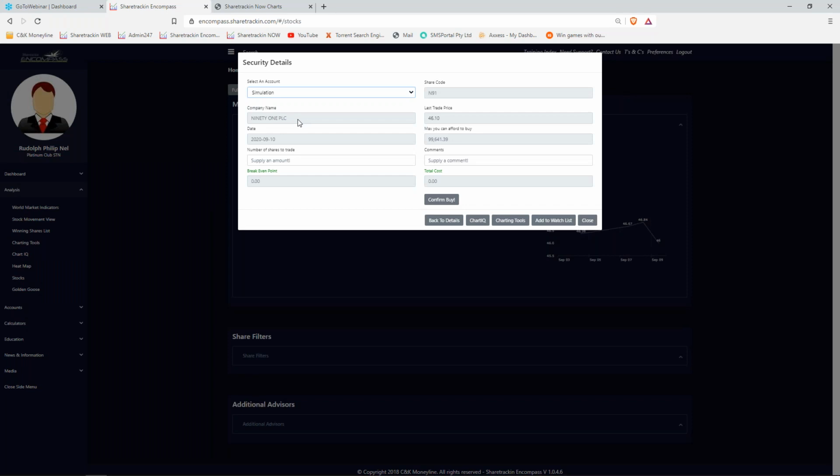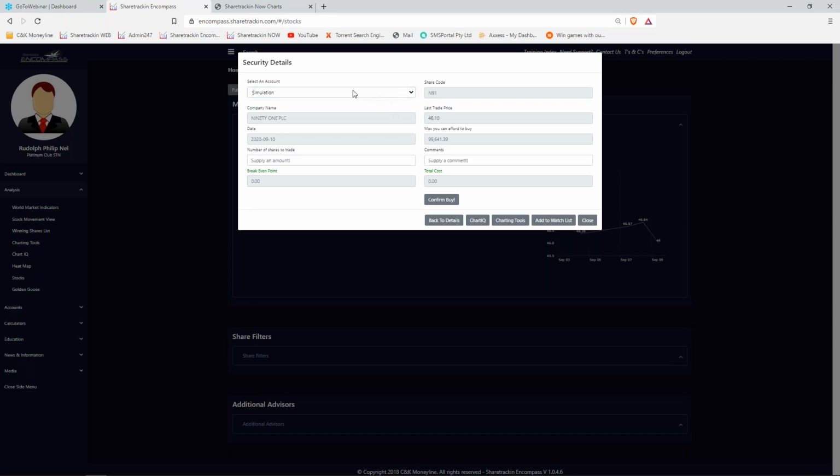Then we've got the company name, N91 PLC, with the date we're buying it on, and the number of shares to trade, so we must apply an amount that we want to trade. Then there's the share code, N91, the last trade price, which is 46.10, the max you can afford to buy, and obviously the comment that you need to add when you're buying a share.